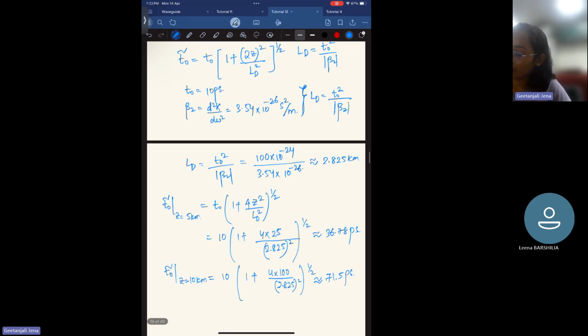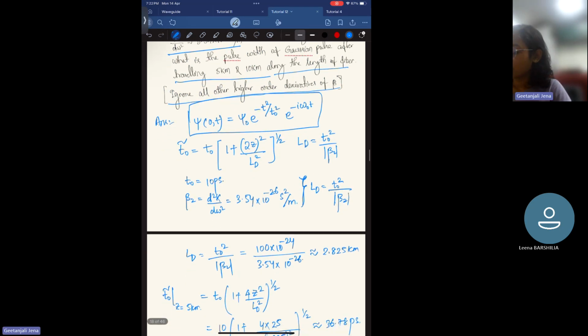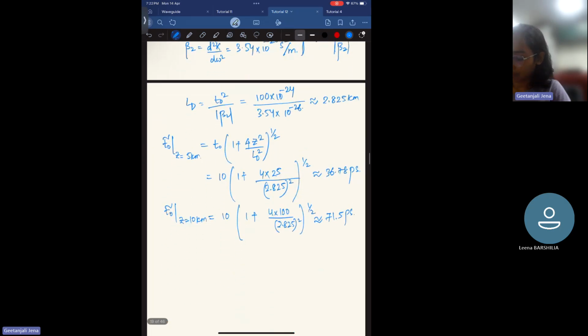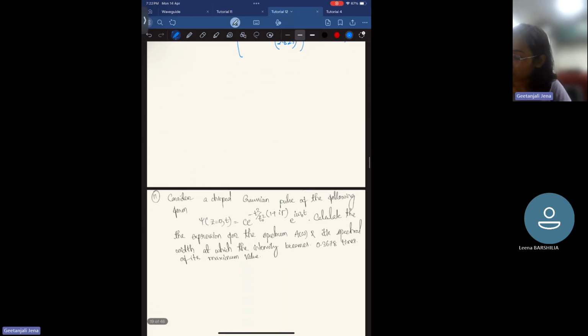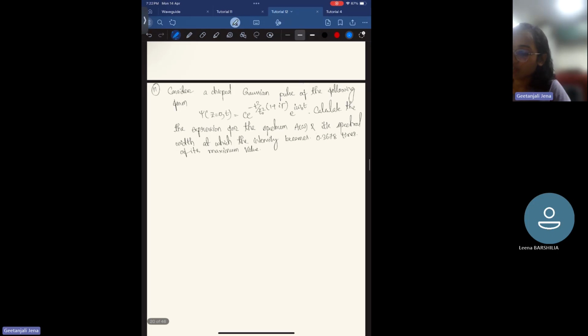Okay. So for this type of pulse, we have seen we can easily find out the temporal width when it propagates through a dispersive medium, which is also a linear medium. So let us move to our next problem, which is based on the spectral width.